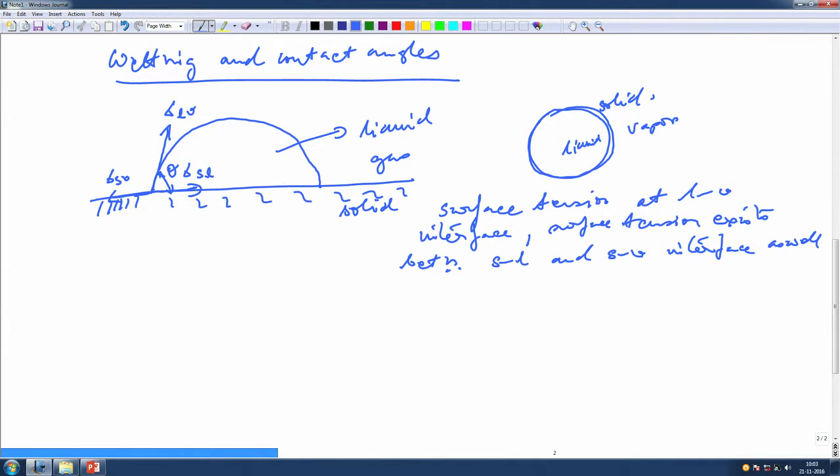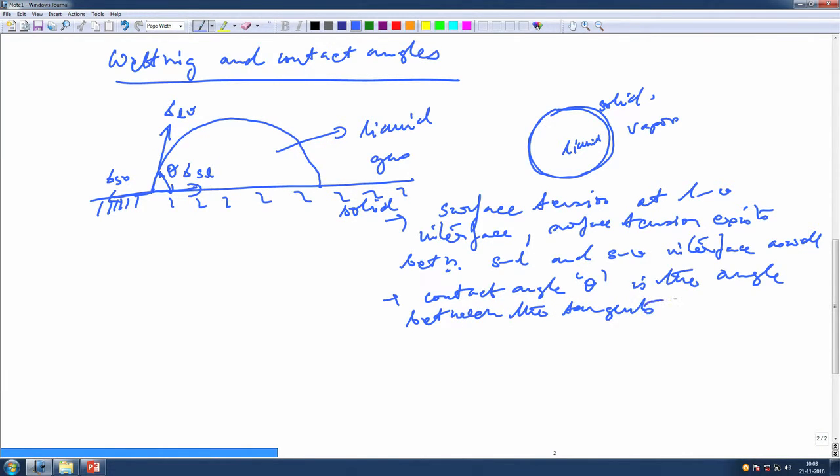Now, the contact angle theta is the angle between the tangents of the SL and LV interfaces. So, there is an LV interface, and there is an SL interface. If you draw the tangent, of course, with a solid surface the tangent is nothing but the horizontal line. The LV interface, if you look at that particular point, is the tangent that it makes. If you draw a tangent to the liquid surface, that is basically the angle. So, the contact angle is the angle between the tangents of the SL and the LV interfaces.